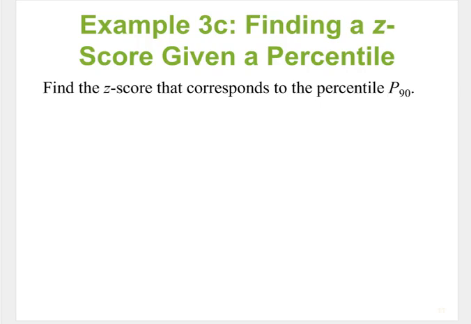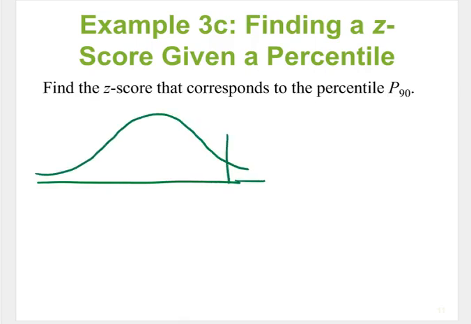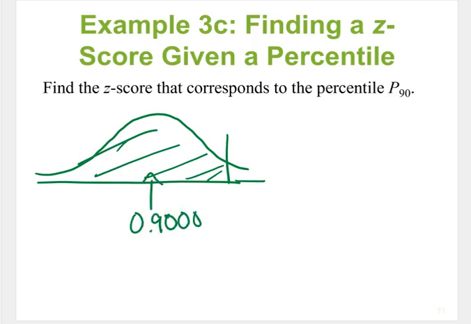All right, find the z-score that corresponds to the 90th percentile. So again, if we draw our picture, we want 90% of the people below us. So this area here, we want that area to be 0.9000. So we want to find that z-score that corresponds to that. So I'd go to my chart. This is obviously a positive z-score situation because we're above 50%.